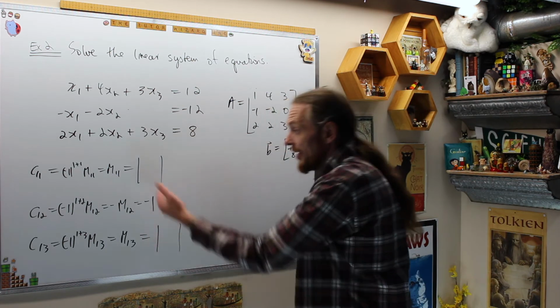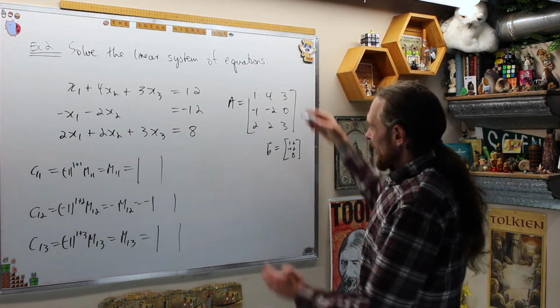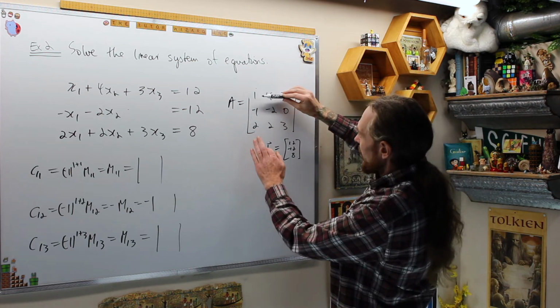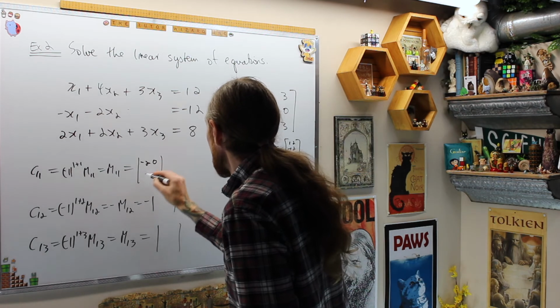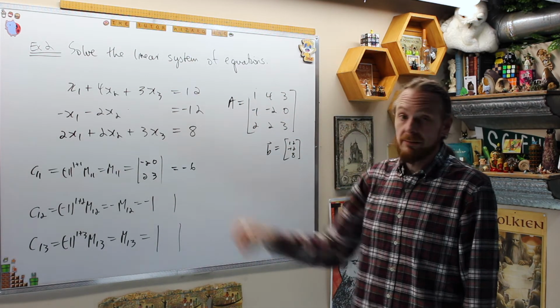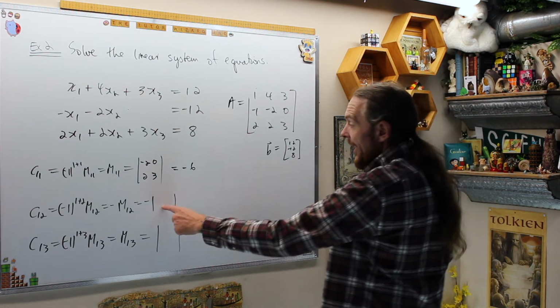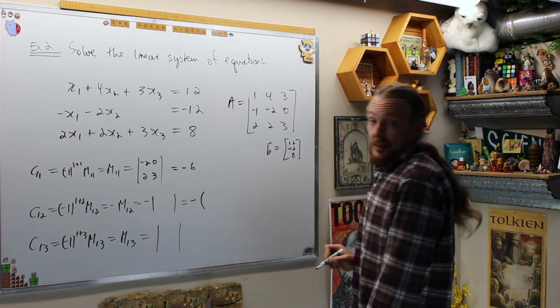Now I switch gears. In this one, I'm always going to do the same, but we need to use it later. So I'm going to block off row 1 and column 1. That's going to give me negative 2, 0, 2, 3, which is equal to negative 6 minus 0. And the next one, M12, is obtained by, first of all, this is going to equal negative times, don't forget the negative.